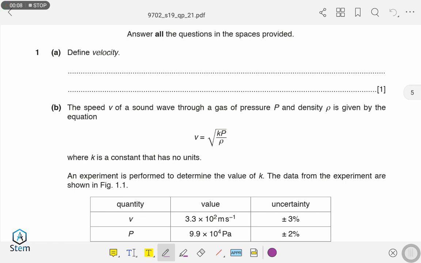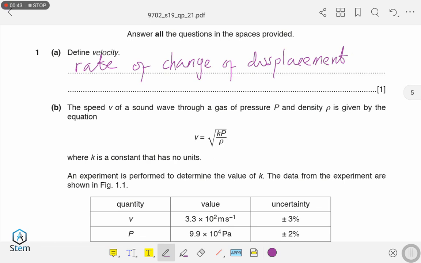Define velocity. This one is very easy, and you can define velocity using an equation. You can define velocity using words. If you use words, I think the best would be to say velocity is rate of change of displacement. This is a very straightforward definition that we have learned since we were in our IGs.